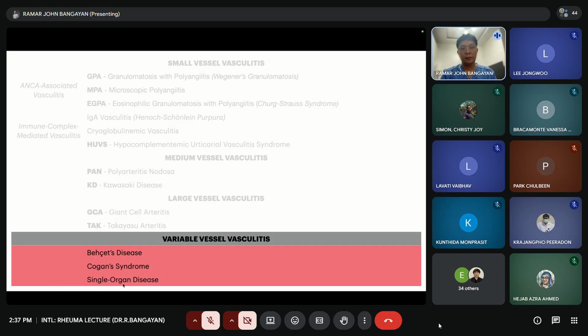For single organ disease, I'll just mention this very quickly because I don't have a slide for this topic. It's called single organ if there's only ischemia in one vessel. Just like if you have a stroke in a young individual that only involves one vessel, and it's probably caused by a vasculitis, it does not have any other systemic symptom, so you call that single organ disease. If it occurred in the brain, you call that primary CNS angiitis or primary angiitis of the CNS. Okay, that's single organ disease.